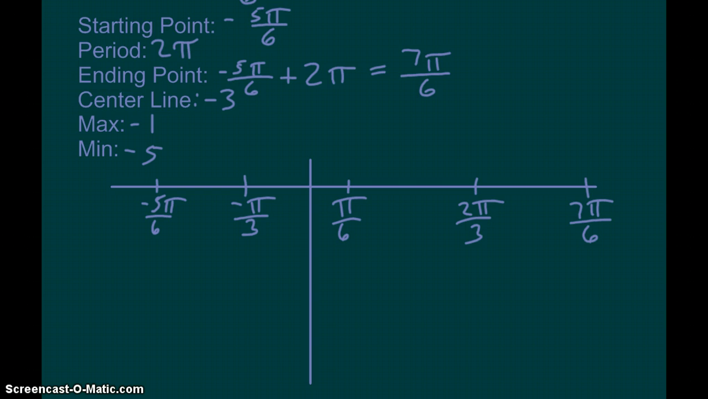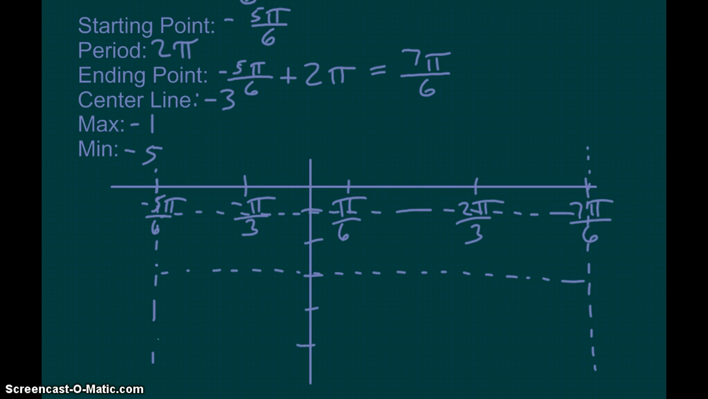Now I need to draw in my y-axis, my y labels, -1, -2, -3, -4, -5. I can draw in my box. My max was at -1, center line at -3, and minimum at -5. Remember, the box makes graphing easy. It allows us to draw in the rest of our graph without having to do a lot of thinking.